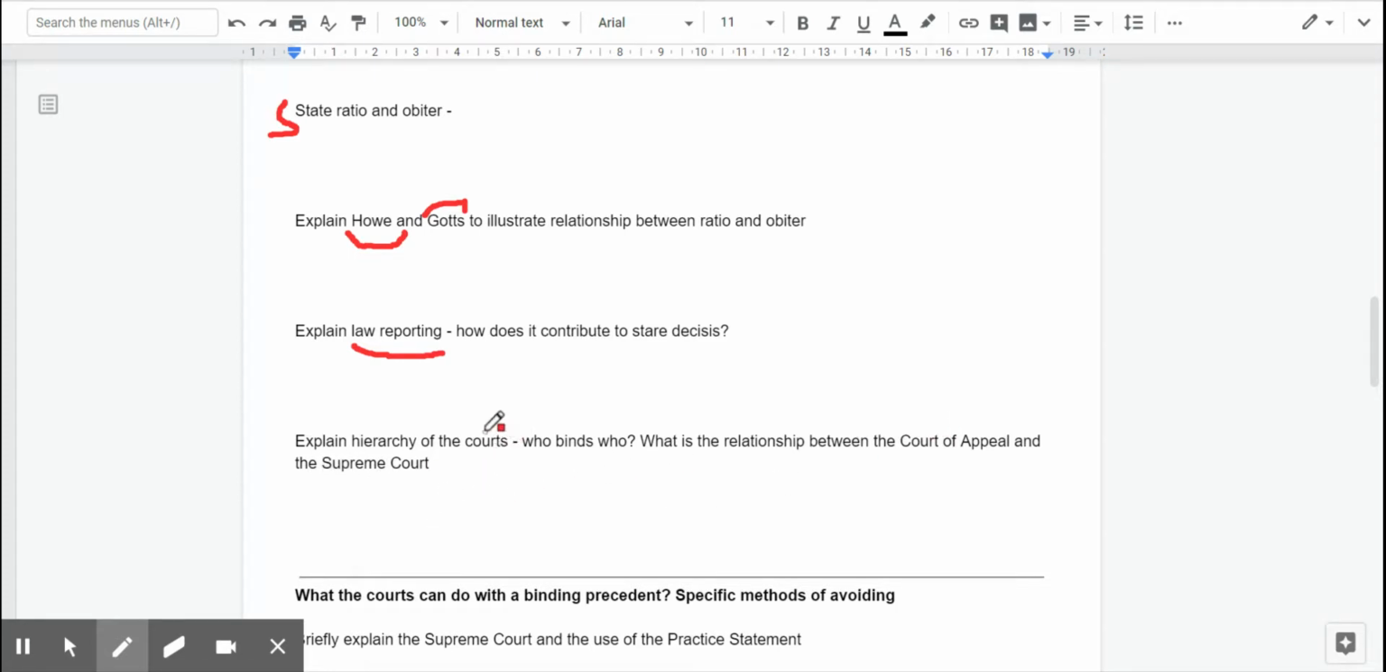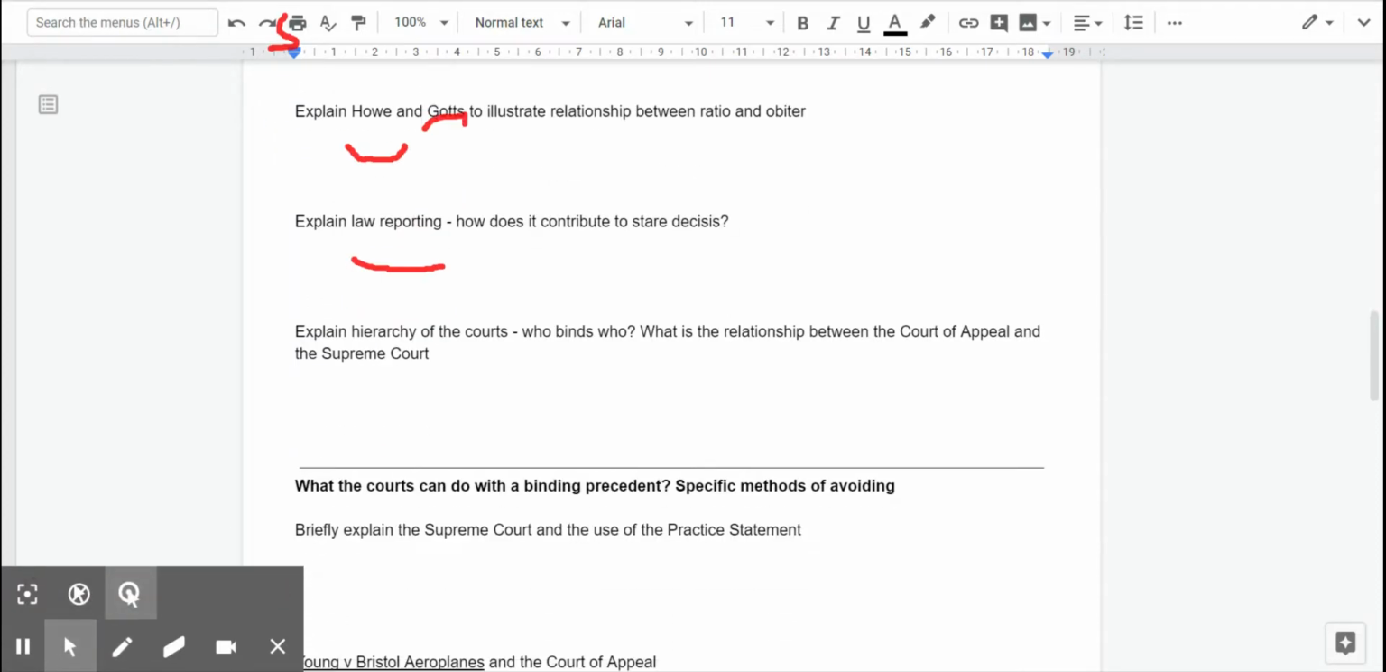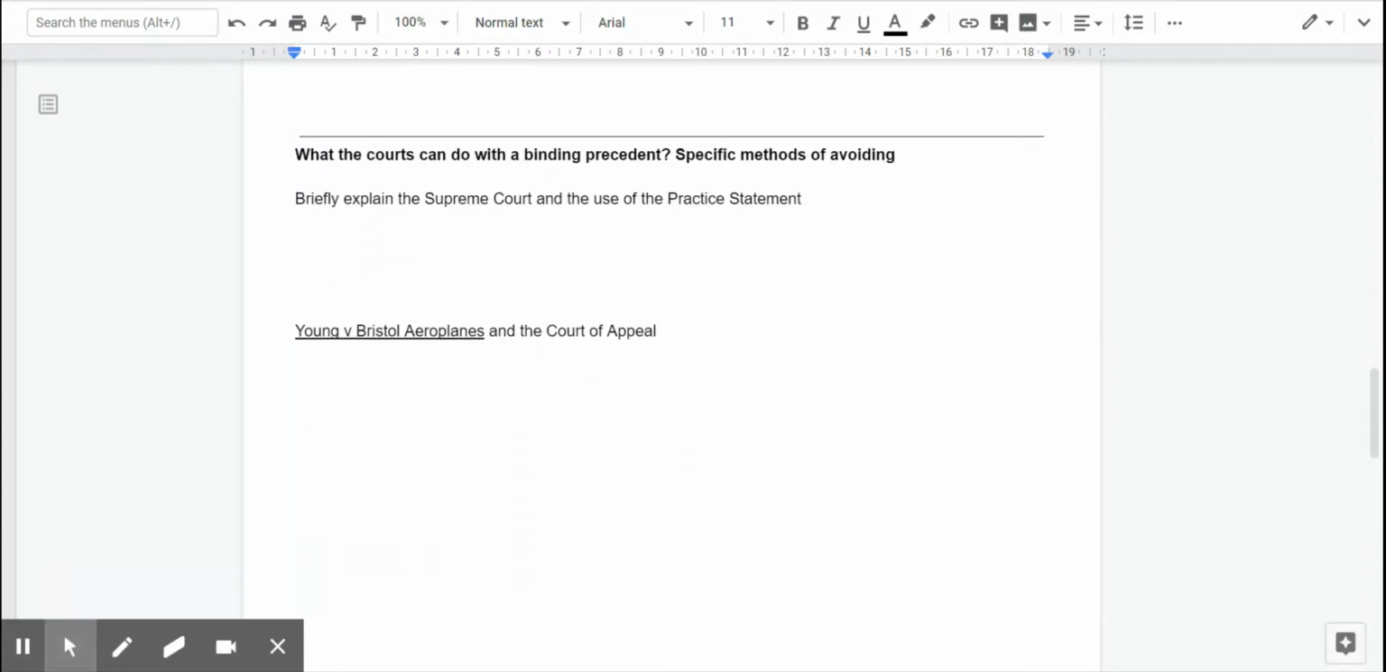And we need to have a think about how that is going to be relevant by moving along and thinking about the practice statement and Young and Bristol Aeroplanes. Now, this takes a little bit of thinking about, because yes, you will need to explain the practice statement created in 1966, and it allows the Supreme Court, House of Lords as it was then, to avoid their own previous decision where it appears right to do so.